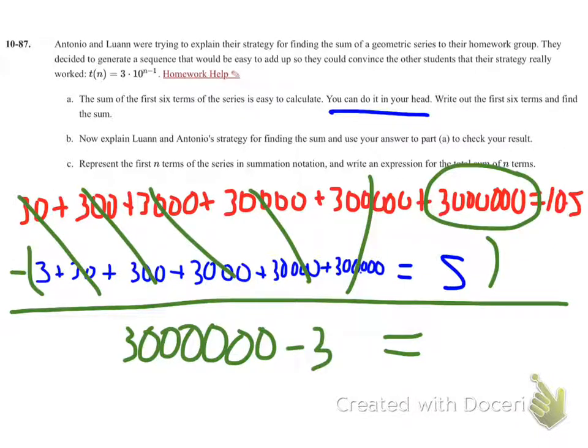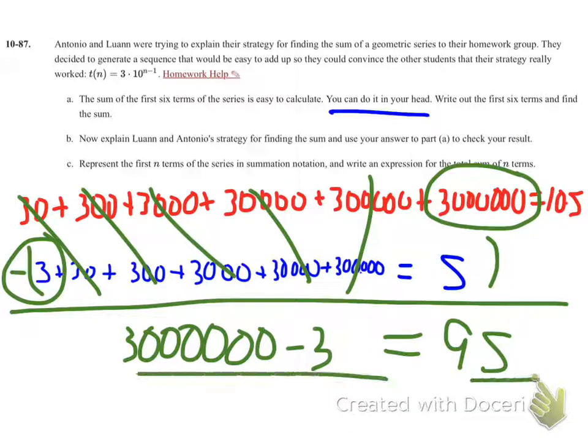Minus 3, because I still have that. And that's going to equal 10s minus s, which is 9 times the sum. And then I will divide both sides by 9 to get the sum by itself. That'll cancel out. So my answer will be 3 million minus 3 divided by 9.